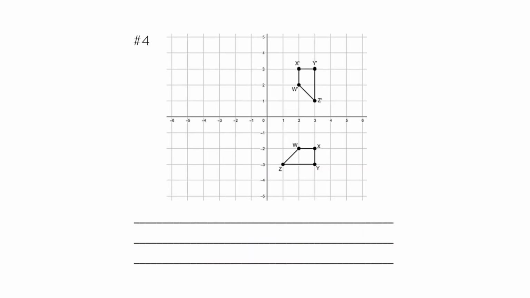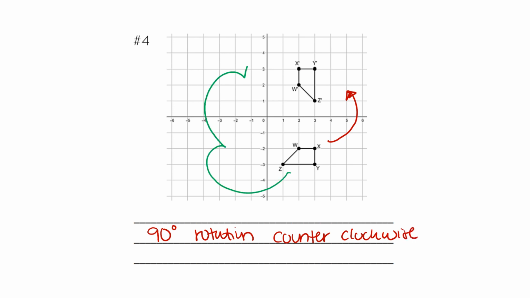In number 4, taking the bottom quadrilateral and rotating it to the top quadrilateral, we can go either direction. If we go 1 section over, 1 section is represented by a 90-degree rotation, and that direction would be counterclockwise. If we go the other direction, it would be 1, 2, 3 times. 3 times is a 270-degree rotation, and that direction is clockwise.